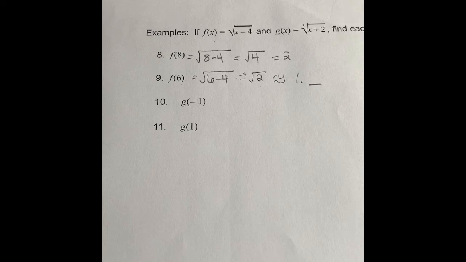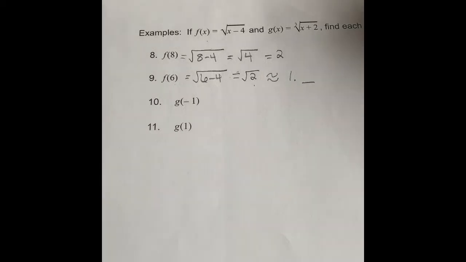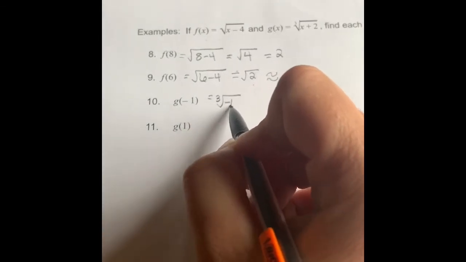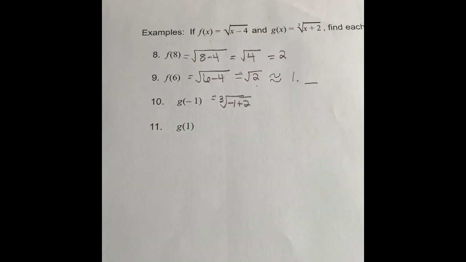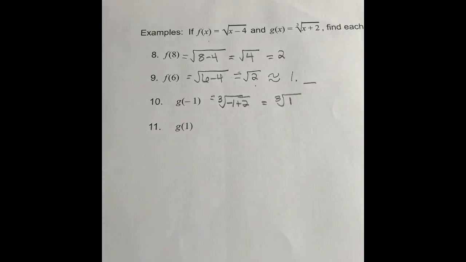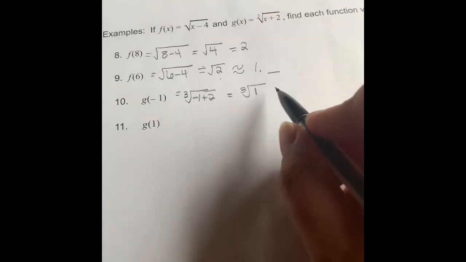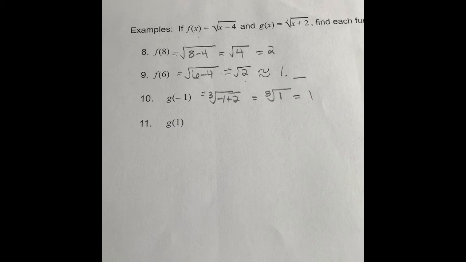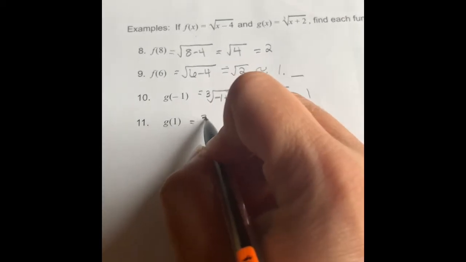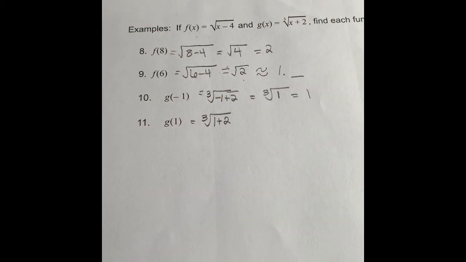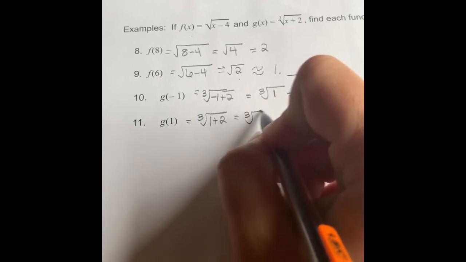Numbers 10 and 11 are both asking you to plug into function g. So on 10, if we plug negative 1 into this x here in g, we get the cube root of negative 1 plus 2. Negative 1 plus 2 is 1. The cube root of 1 is 1, because 1 times 1 times 1 is 1. On 11, if we plug 1 into function g, we get the cube root of 1 plus 2. 1 plus 2 is 3.